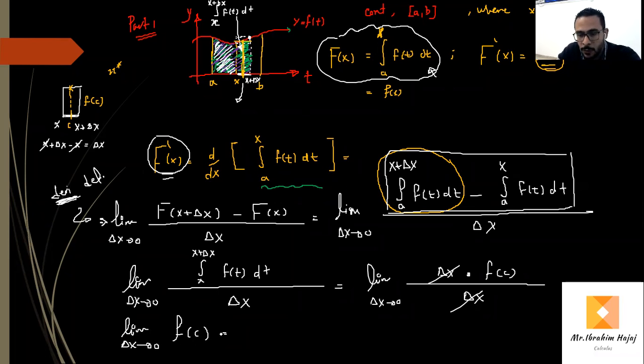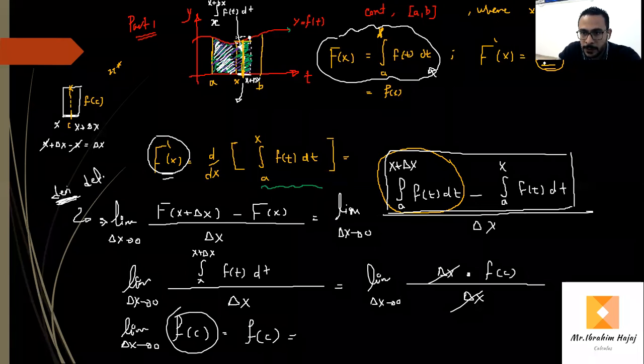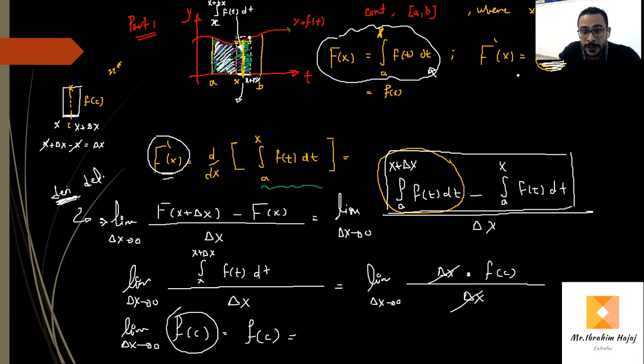And c is constant. So when I say f of 3 gives 9, f of 10 gives 11, here this all will be a number. And the limit as delta x approaches 0 for a number gives what? F of c. But our goal is to reach f of x, not f of c. How can I show you that f of c is correct? Let me tell you something. By using the squeezing theorem, you will find that c is sandwiched between x and x plus delta x.